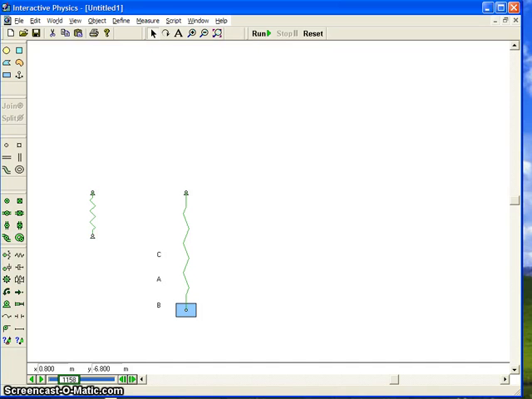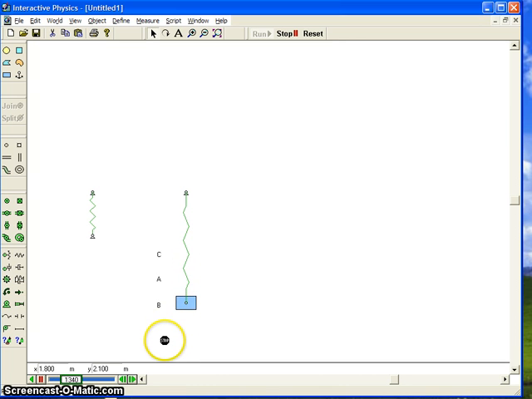Our experiment was about an oscillating spring. Here you can observe our spring, and here you can observe the same spring with an object. In this situation, we can observe the oscillation of the spring with a harmonic motion.